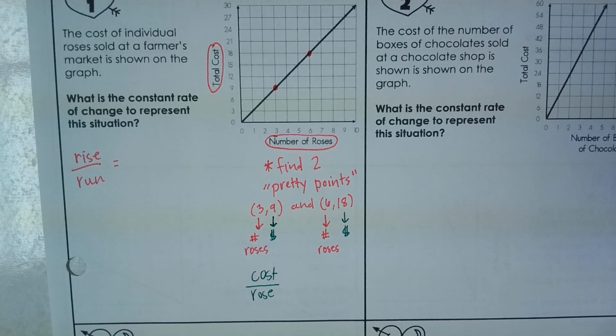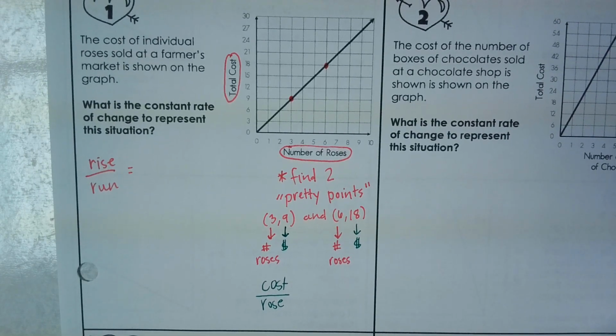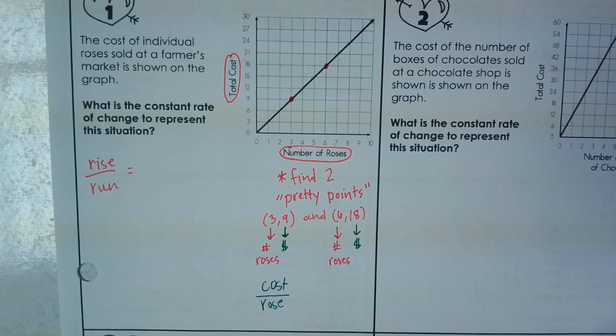I have a question. Yes. Do you always only find 2 of them? Yeah, you only need 2 pretty points. You only need Romeo and Juliet. Just pick 2 random ones, because it's going to be the same no matter where we do it. And I can show you later.